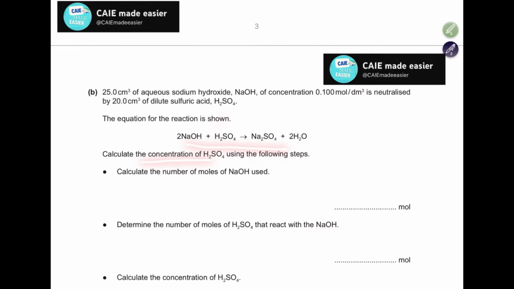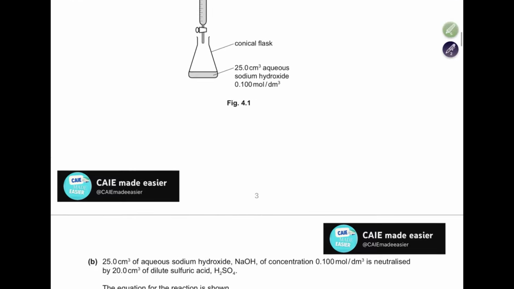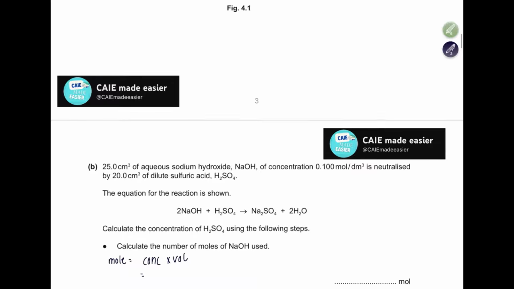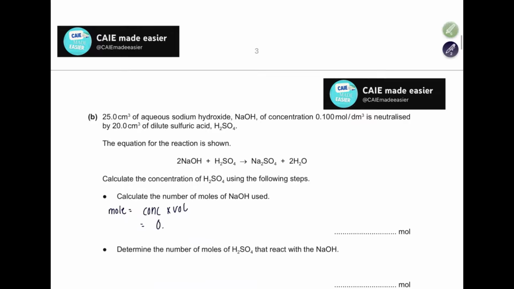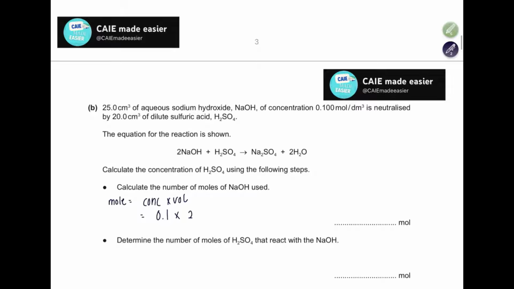Calculate the concentration of sulfuric acid using the following steps. Calculate the number of moles of NaOH. Moles equals concentration times volume. What is the concentration? It is 0.1 mol per dm³. Volume is 25 cm³. Convert this into dm³. We get 2.5 times 10 power negative 3 moles.